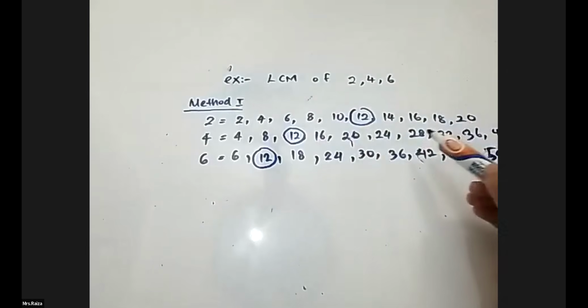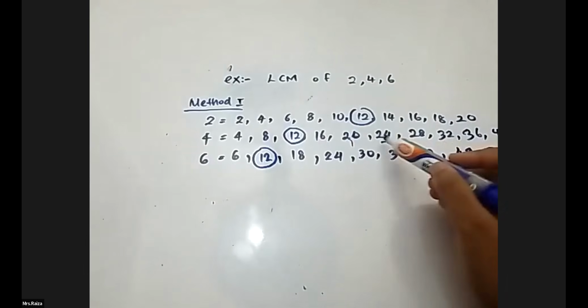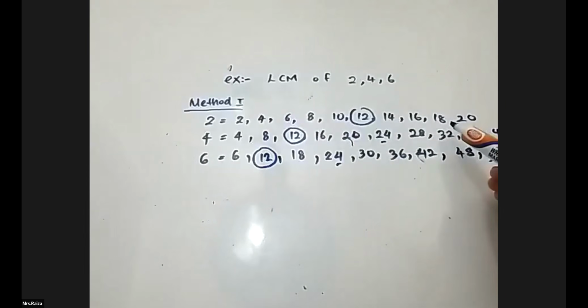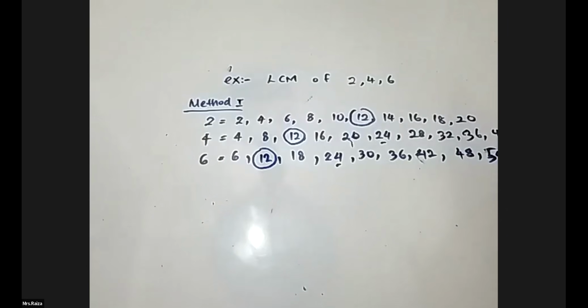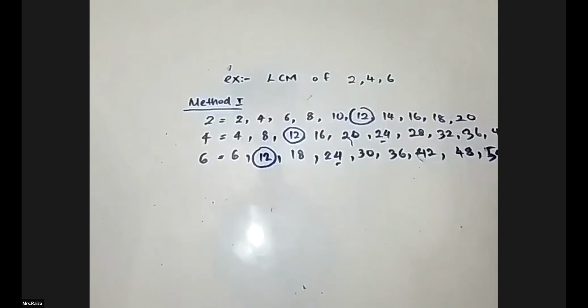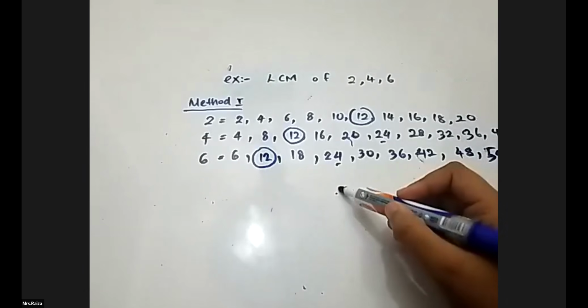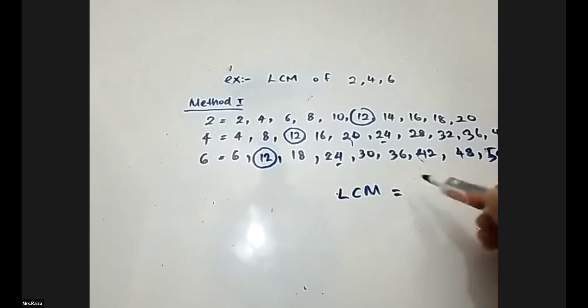There are several common multiples. 24 is also a common multiple because 2 times 12 is 24. But still, we don't take it because we are finding the least common multiple. Can you understand? So we can come to a conclusion that the LCM here is 12.